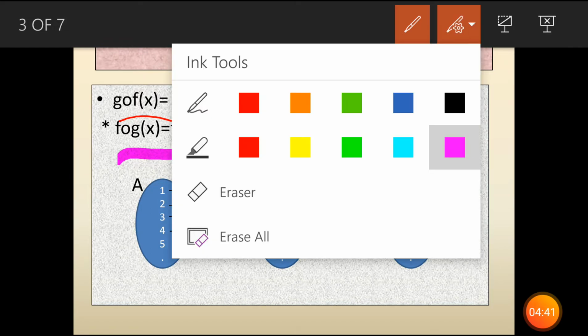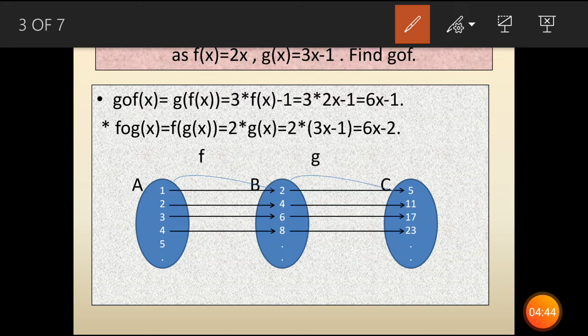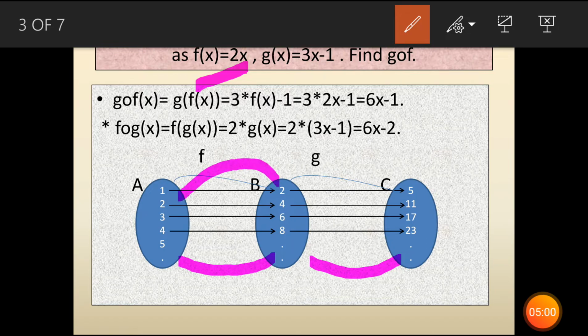We can also see this with the help of an arrow diagram. If f is a function from A to B and g is a function from B to C, A takes the values 1, 2, 3, 4, 5. As per the definition of f, that is 2x, the image of 1 will be 2, the image of 2 will be 4, the image of 3 will be 6, and the image of 4 will be 8, because we put the values 1, 2, 3, 4 in place of x. So this gives us 2, 4, 6, 8.